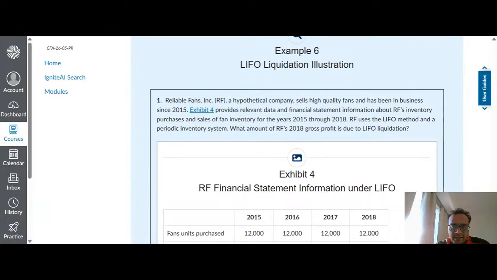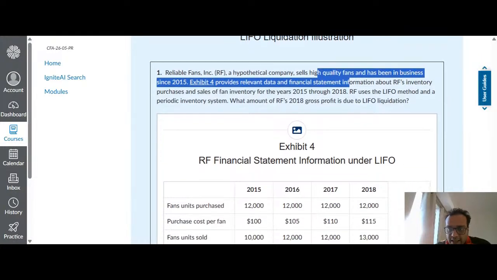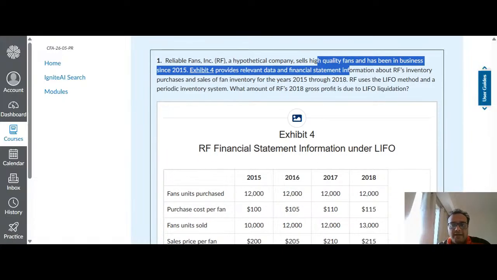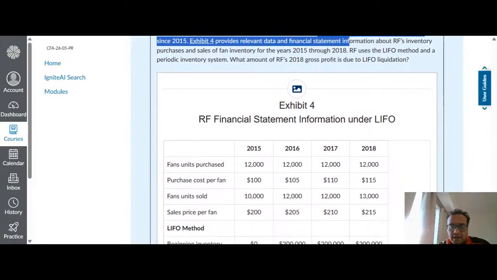Let's say there's a fan company that sells high quality fans and has been in business since 2015. It uses the LIFO method and the periodic inventory system. What is RF's 2018 gross profit? What amount of RF's gross profit is due to LIFO liquidation? Okay, let's see, we have to calculate for the year 2018.